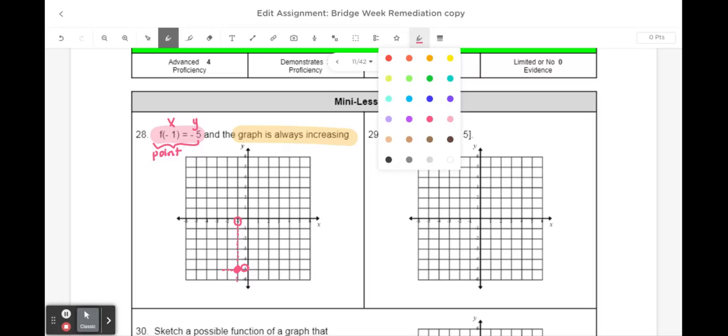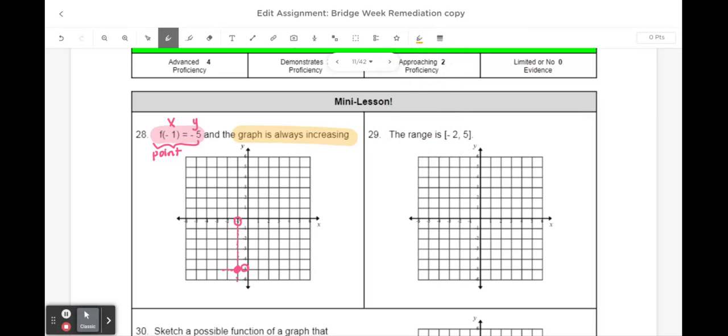Now, the second thing it says here is that the graph is always increasing. Now, increasing is another word for uphill. So I need to make a graph that is going uphill as I move from left to right. That means that the graph needs to look like this, because as you go from left to right, if you imagine drawing a car on this graph, you would be going uphill. So I'm going to draw a graph that goes uphill, that goes through that pink dot, which means it's going to look just like this, and I'm done.